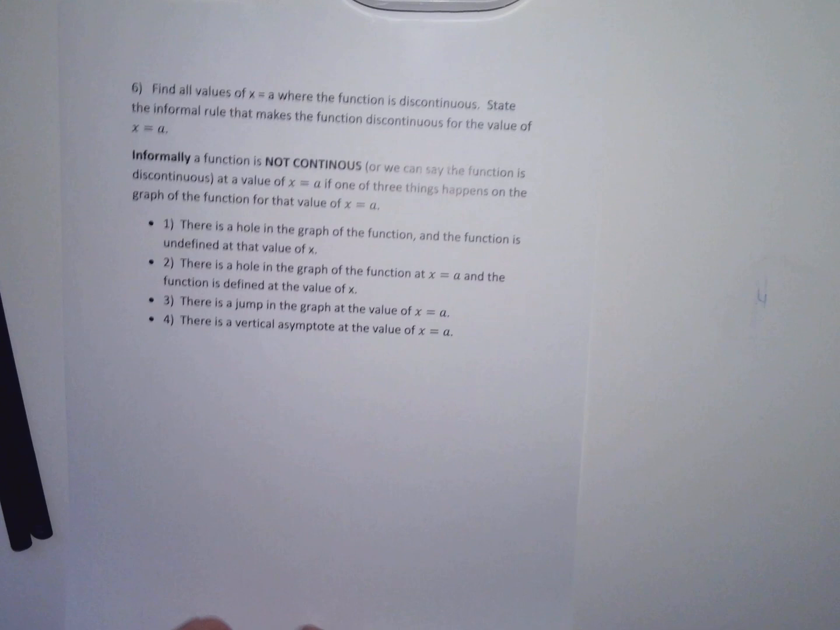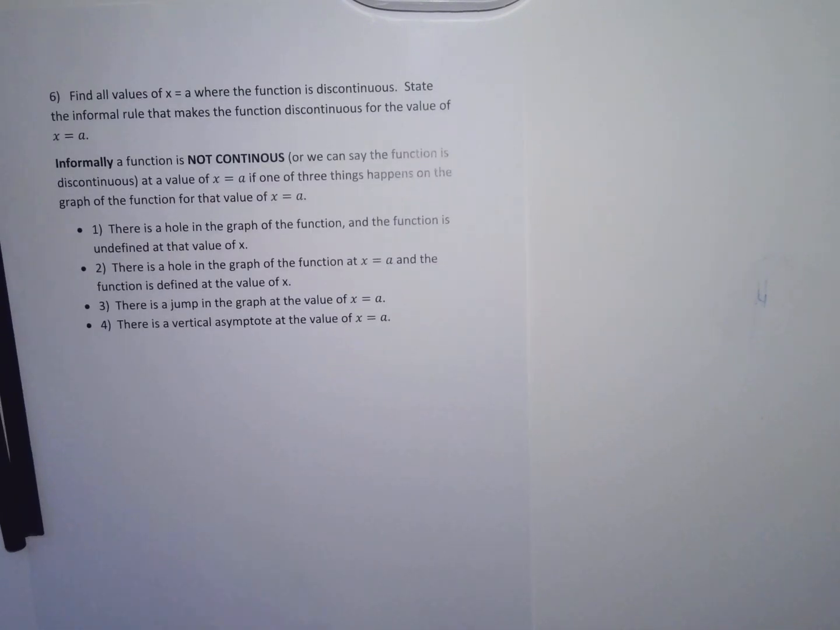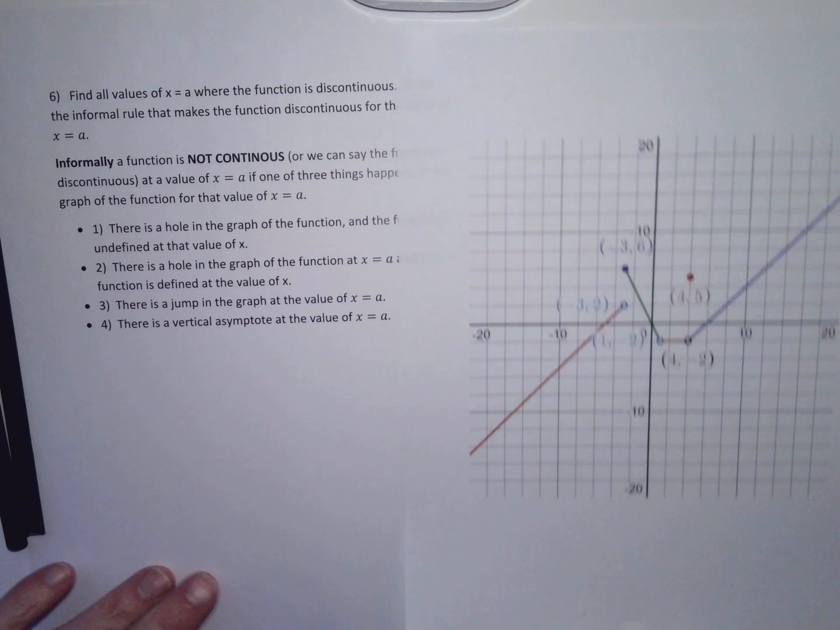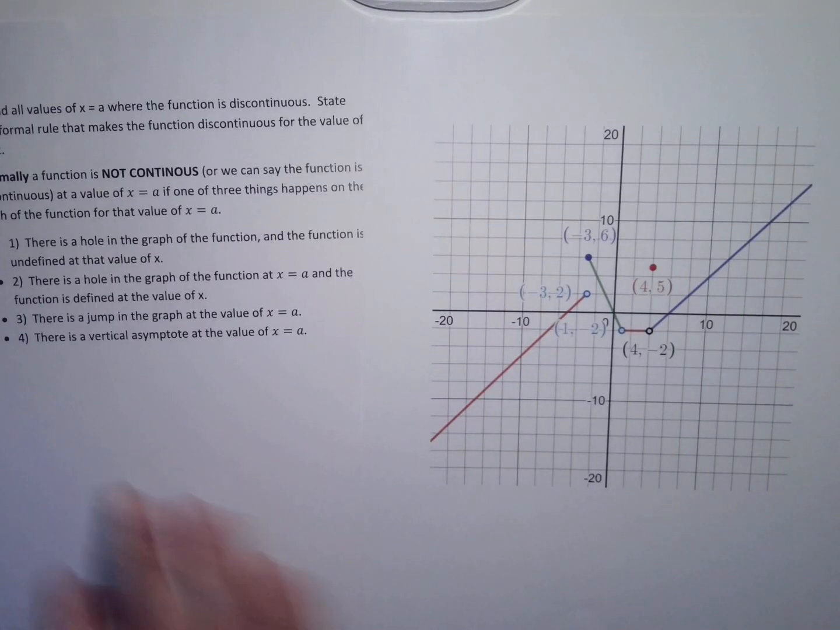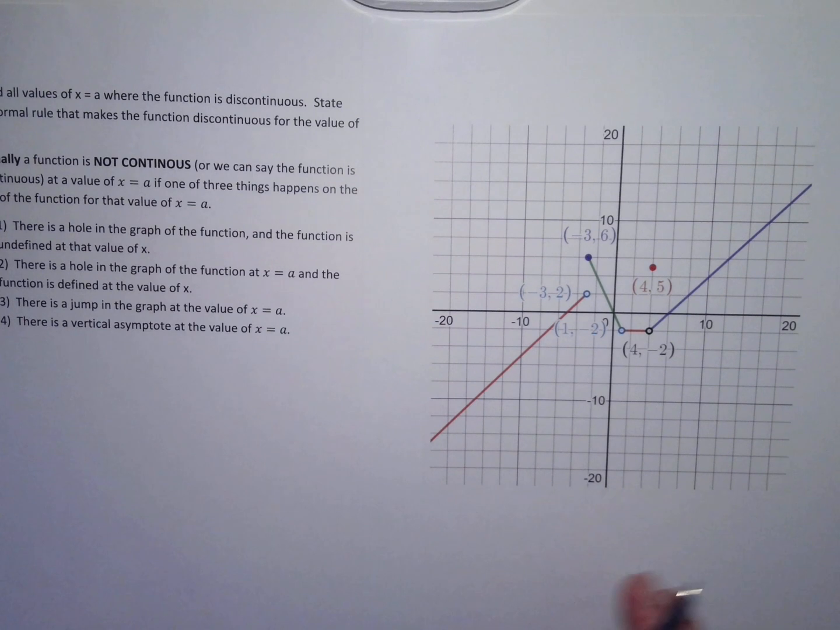The next problems give us a graph and ask me for the informal reasons and the points where the graph is not continuous. And this is not particularly hard. A graph isn't continuous if there's an asymptote, a hole, or a jump. I didn't show any asymptotes here, so I'm just looking for holes and jumps.